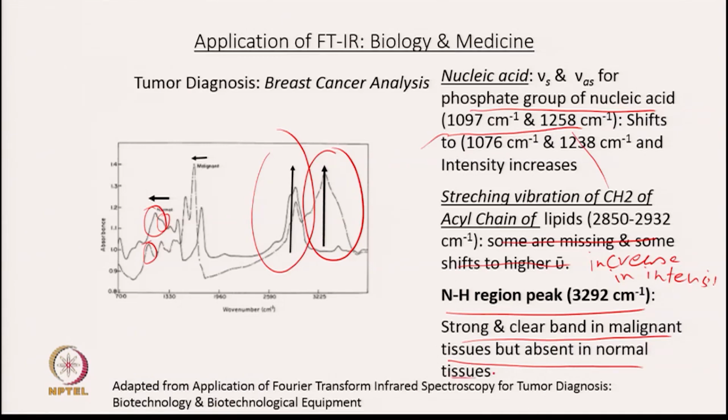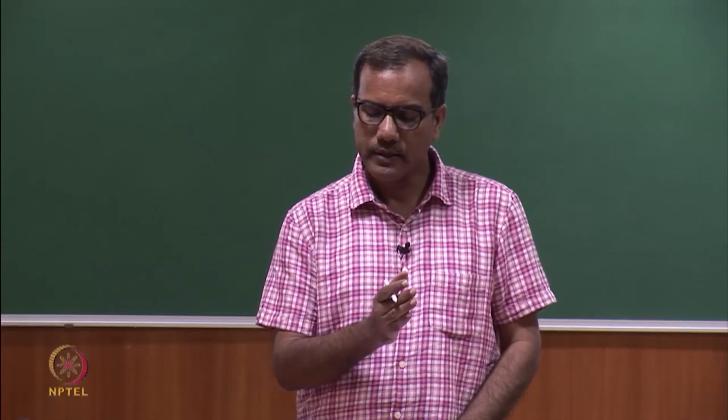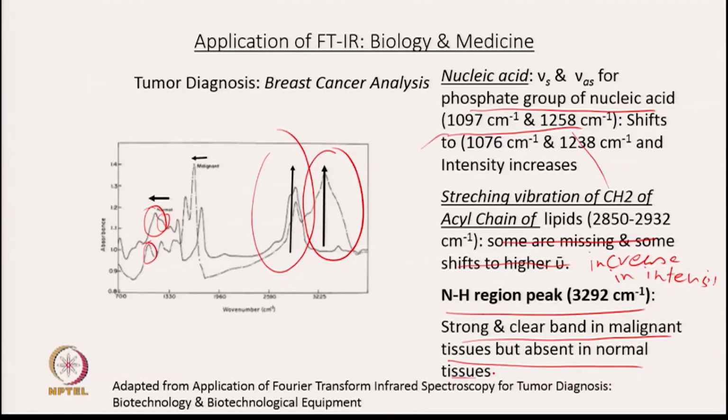So first is the nucleic acid symmetrical stretching frequency of the phosphate group, which is around 1097 cm⁻¹ and goes to 1076 cm⁻¹. And here at 1258, this goes to 1238 cm⁻¹, and there is an increase in intensity.